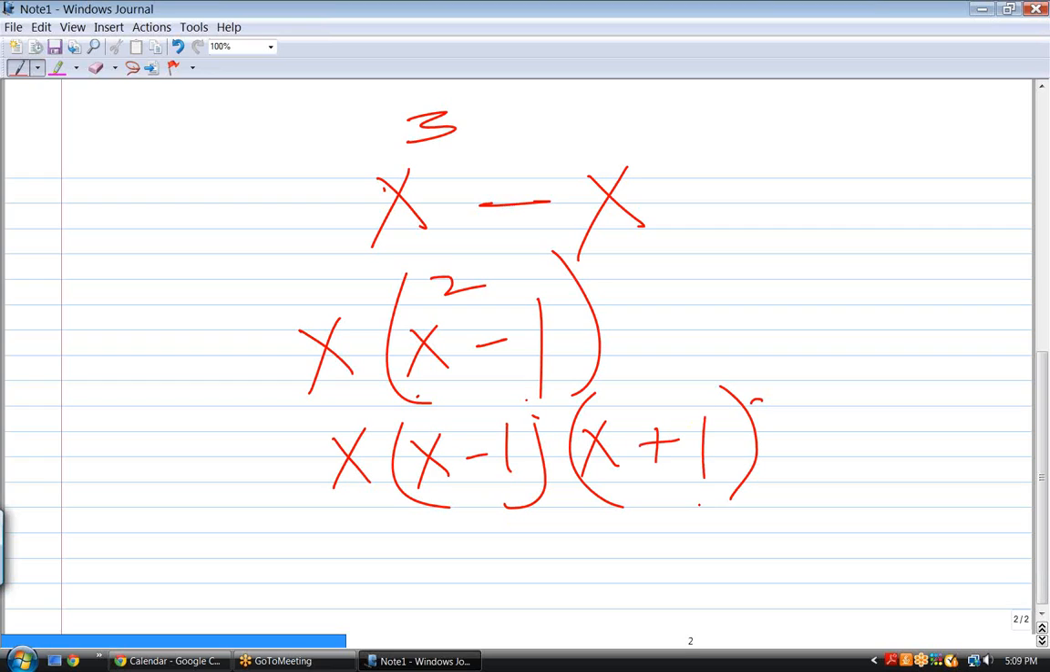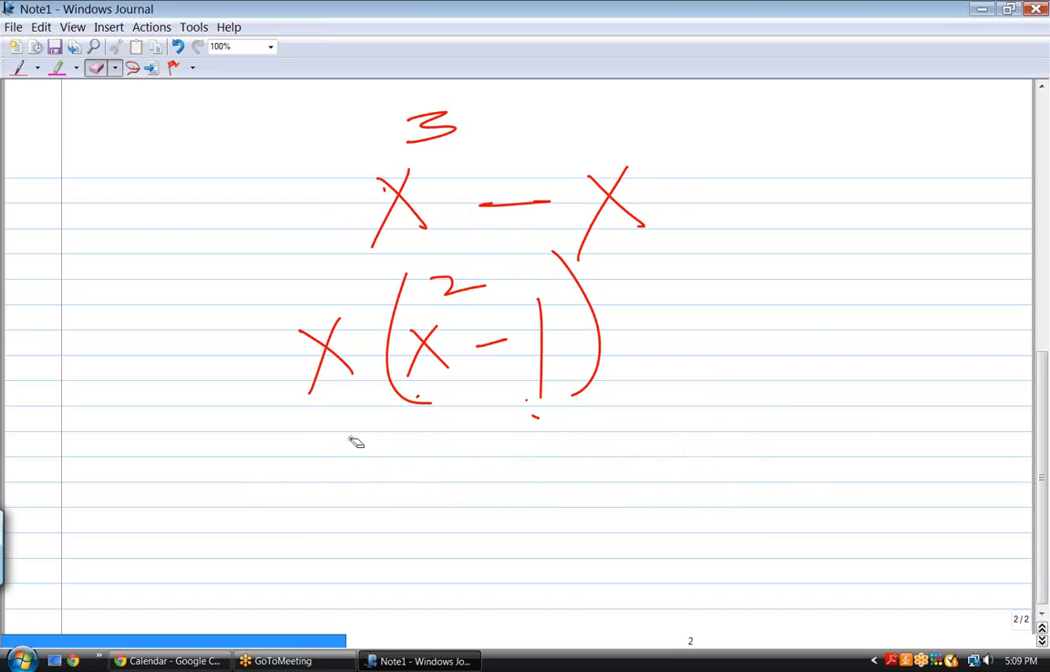In other words, that expression is now fully factored. I factored it down as far as it can go. If I were to multiply these three things back together again, I would get what I started with. So there were two steps in this one. There was greatest common factor, and then there was difference of perfect squares.